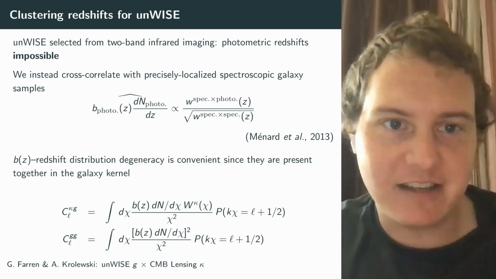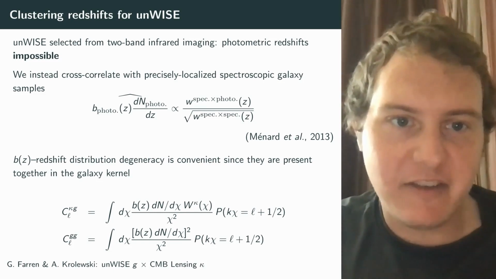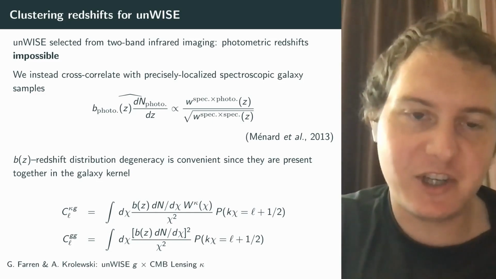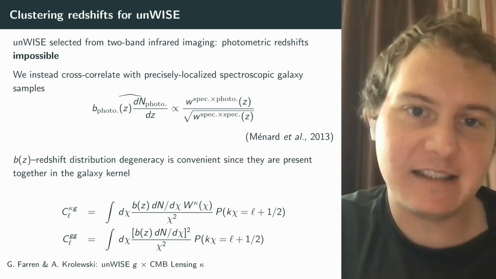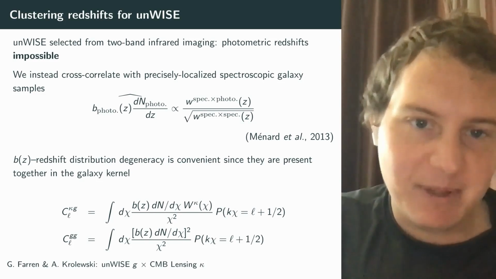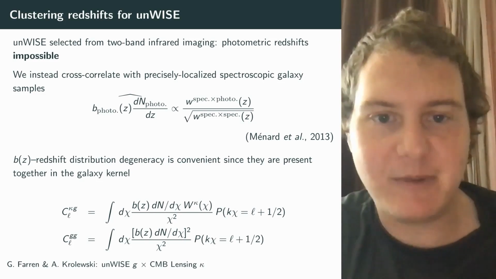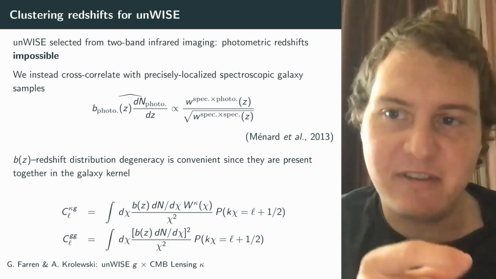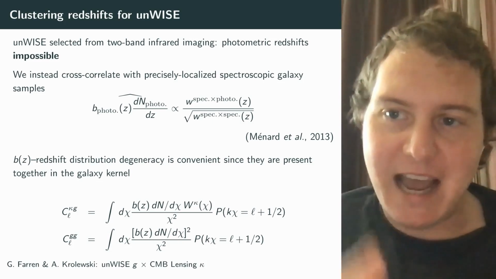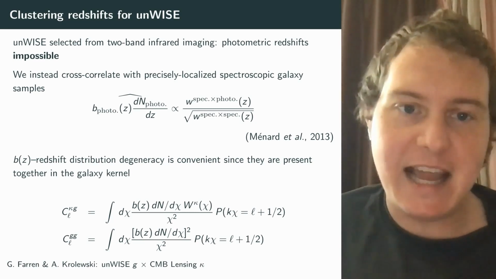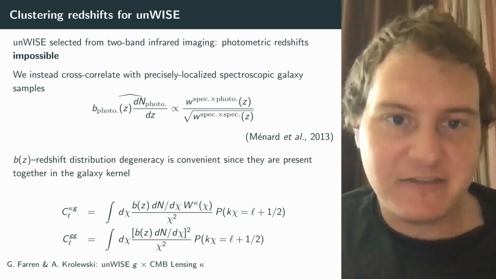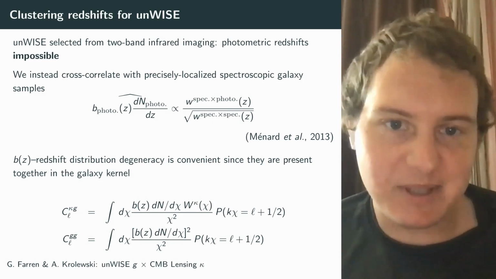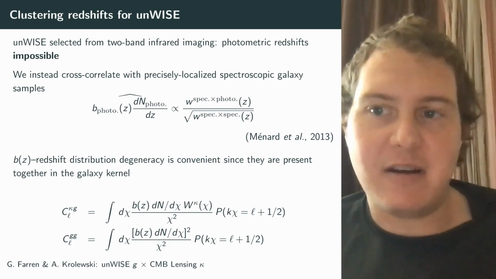We use this clustering redshift technique that has been around for a while, but has been developed quite a bit over the past few years. The idea here is that if you have a sample with an unknown redshift distribution, and you cross-correlate it with a precisely localized spectroscopic galaxy sample, the amplitude of that cross-correlation is proportional to the redshift distribution of the unknown sample. So basically what you do is you take that spectroscopic sample in a number of very narrow redshift bins, and then you measure the amplitude of the cross-correlation in each of those bins, and that builds up the binned redshift distribution of the photometric sample. You're also sensitive to the galaxy biases of the photometric and spectroscopic samples. The spectroscopic galaxy bias can be measured from the galaxy autocorrelation.